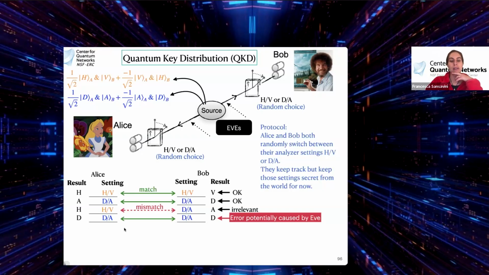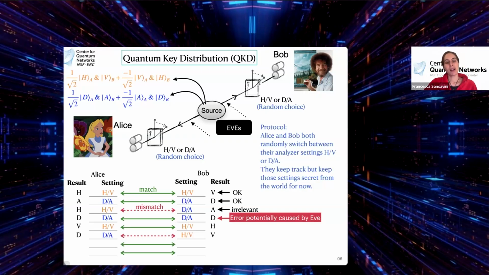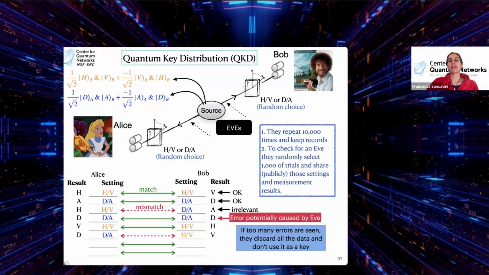So this weird result of both having D and D, it's an error that's potentially caused by an eavesdropper, somebody that's listening to our channel. So we go on, and let's say we do 10,000 of these. They keep noting in their notebook, repeating this 10,000 times. They do this setting measurement, writing down 10,000 times, so they keep records of what they're doing.